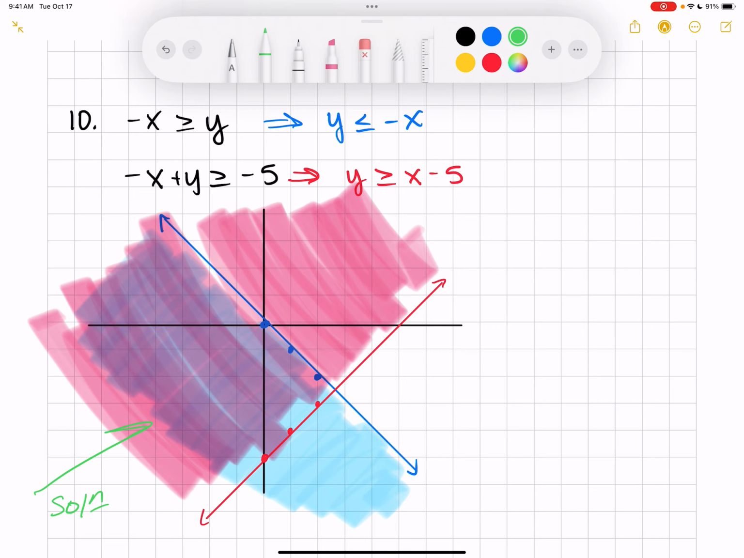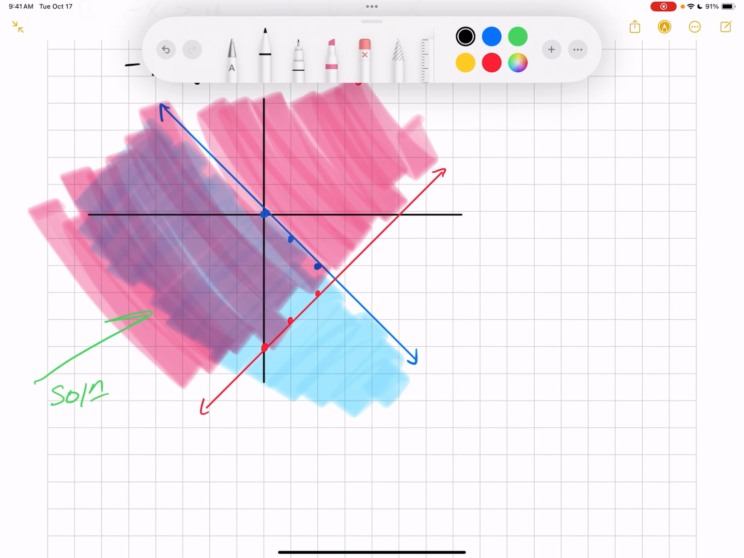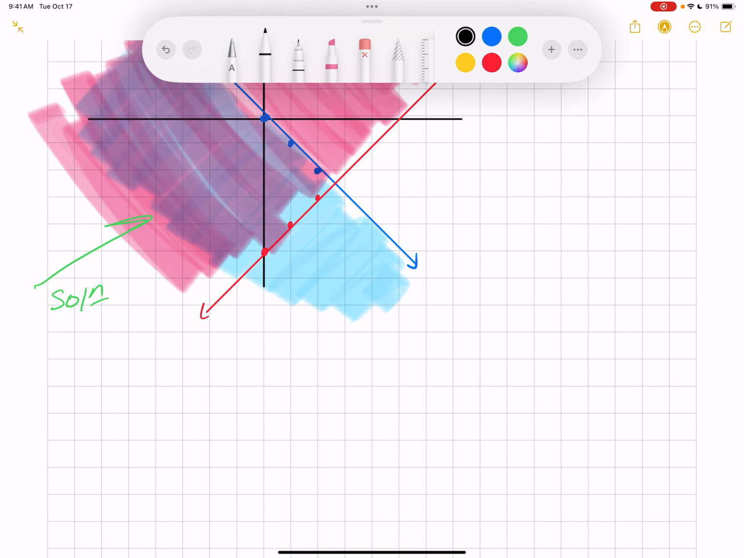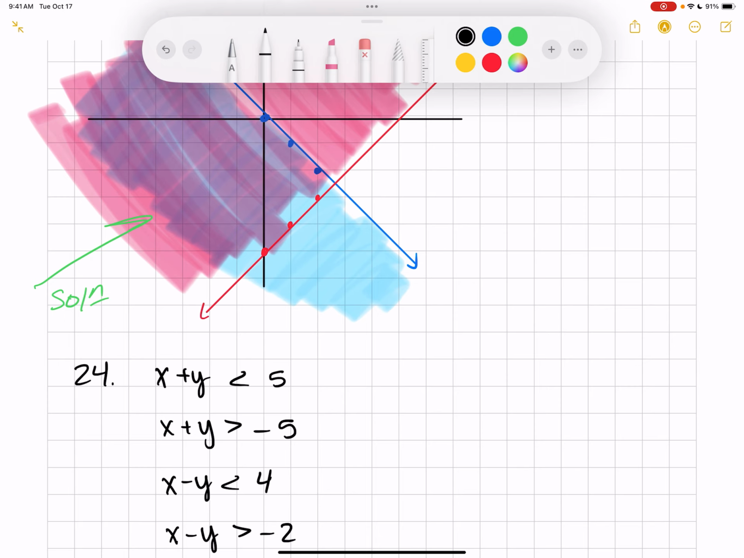All right, one more. It's going to get a little crazy. It's going to be 4 lines that we're graphing. If you can do 4, you can do any of them. All right, 24. X plus y is less than 5. X plus y is greater than negative 5. X minus y is less than 4. And x minus y is greater than negative 2.